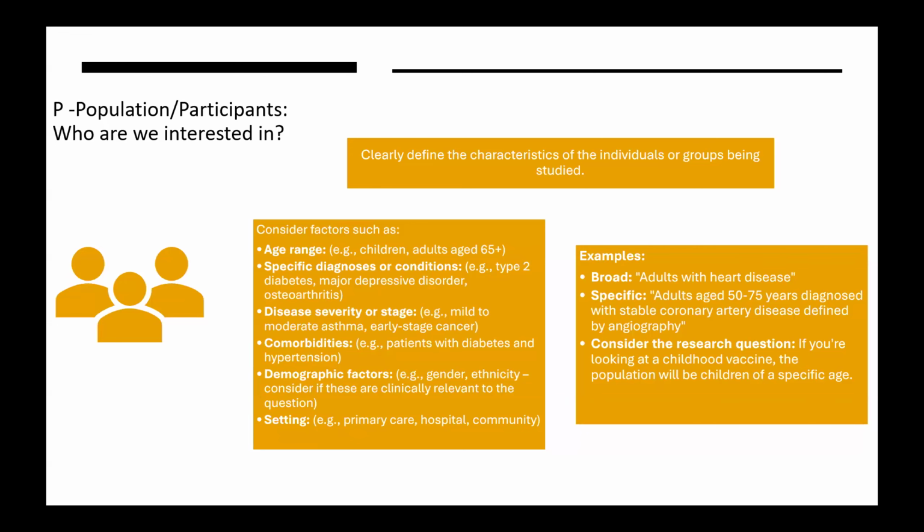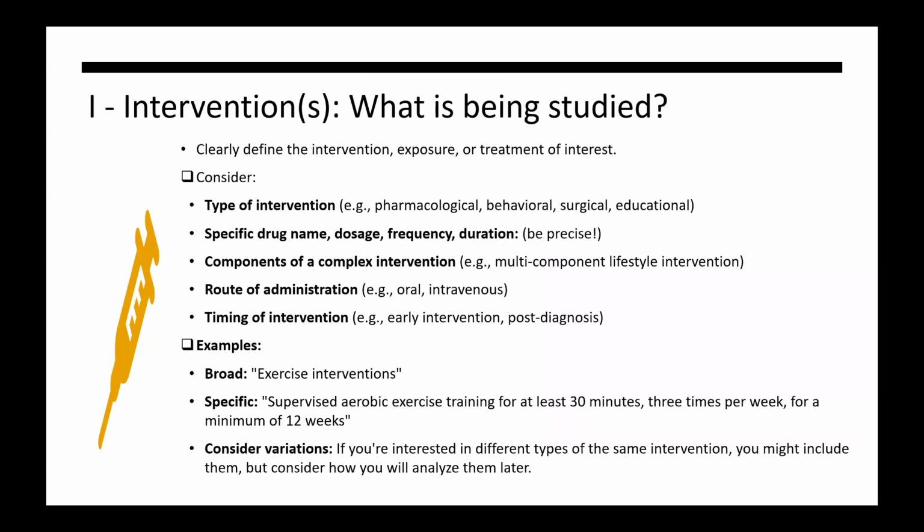Now, when we talk about intervention, the next thing is what is being studied. What are you studying? You have to clearly look at the intervention, the exposure or treatment of interest. For example, the type of intervention could be pharmaceutical, which has to do with something that relates to drugs.